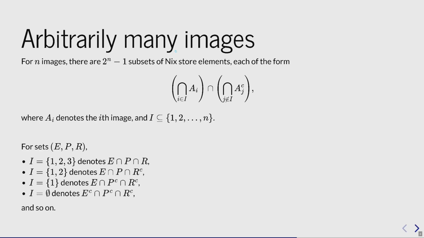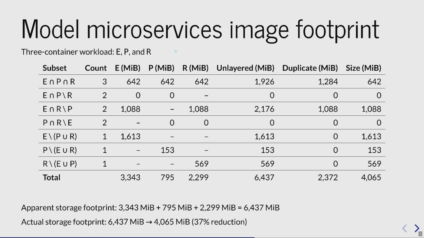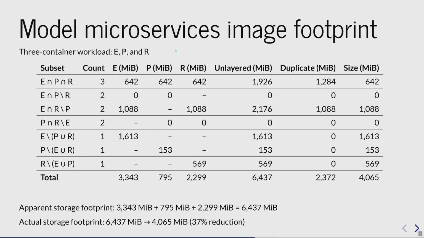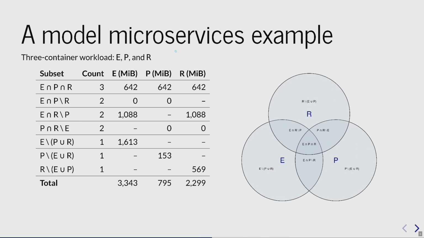So in theory, how does this look? You can extend this idea to arbitrarily many images. You don't need to do just 3 images. You can do 4, 5, or 6 images. And the way that you would generalize this table to a system with more images is you would enumerate all of the subsets within the partition of the number of images that you have. So in set theoretic notation, you're going to have these 2^n - 1 subsets of Nix store elements, with n images.